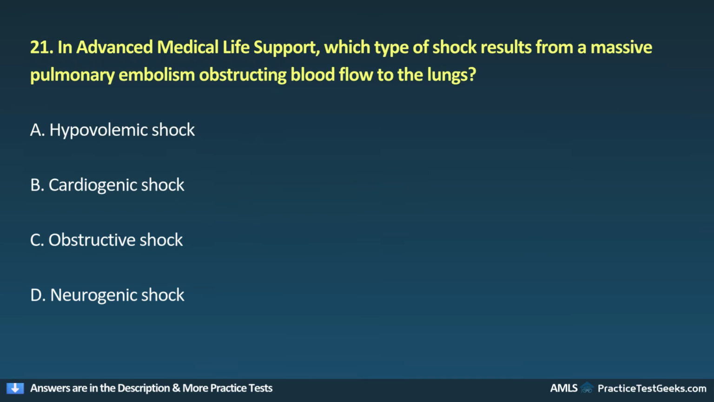21. In advanced medical life support, which type of shock results from a massive pulmonary embolism obstructing blood flow to the lungs? A. Hypovolemic shock. B. Cardiogenic shock. C. Obstructive shock. D. Neurogenic shock.